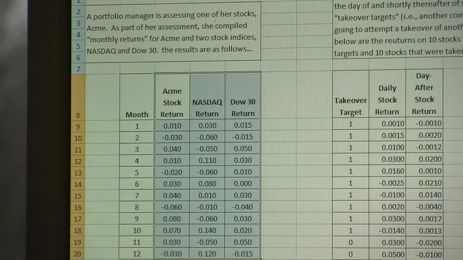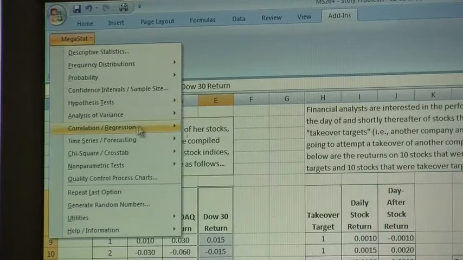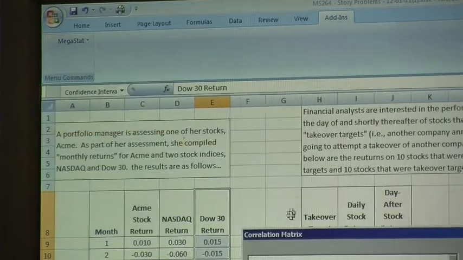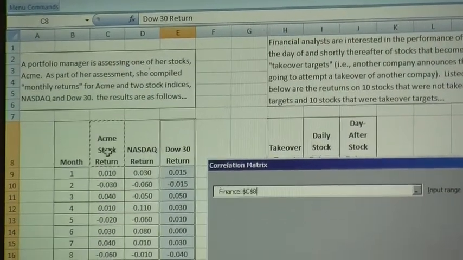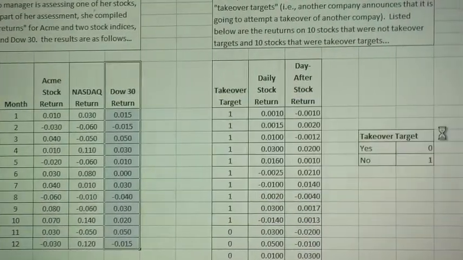And what would be an indicator that Acme would help diversify our portfolio is if Acme had a low or a statistically non-significant correlation with either the Dow stocks or the NASDAQ stocks. So we're just going to do a correlation analysis here. I'll click on add-ins, and I go to Megastat, and I drag down to correlation/regression, and I go over to correlation matrix. Now it just asks for the correlation, so I highlight my column headers as well as all the data, and I click on OK.